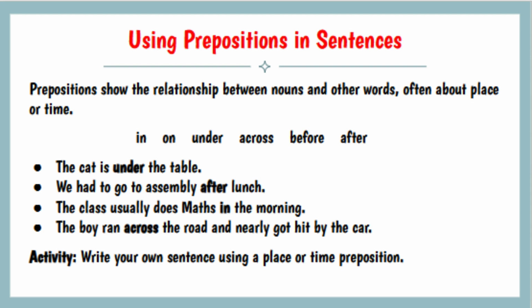Let's look at one more example. The bag is on the chair. The word on shows the relationship between the bag and the chair. Prepositions help make sentences clearer by showing how things are connected. There is one important thing to remember. A preposition is usually followed by a noun or pronoun. For example, the cat is under the table.